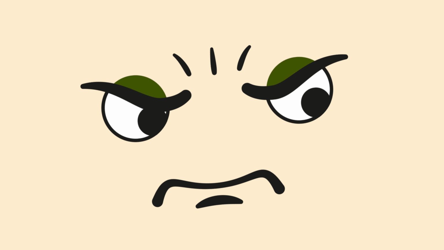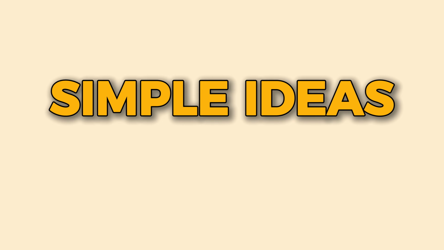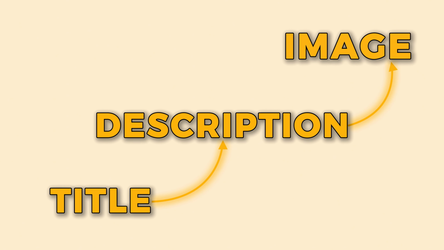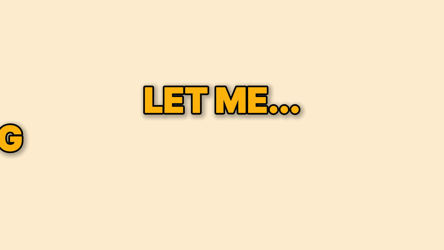And you say, I'm posting every day but nothing is working. And that's why keyword layering is so important. It's a simple idea. You can use the same keyword in your pin title, pin description and pin image. And when you do that, Pinterest clearly understands what your content is about. Let me give you a quick example. Let's say you are in the home decor niche.